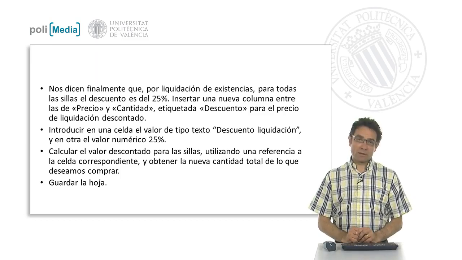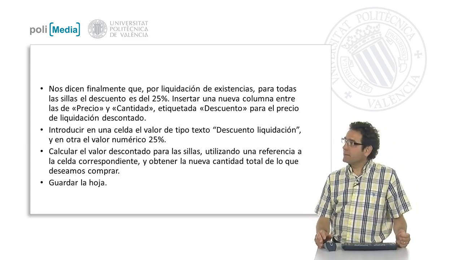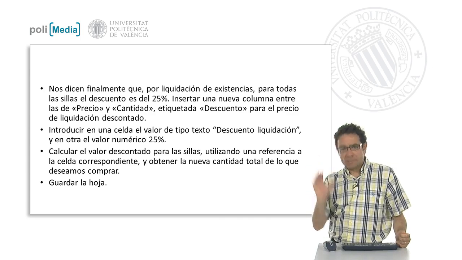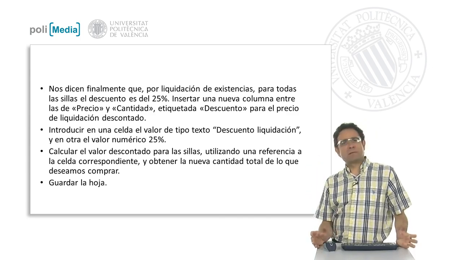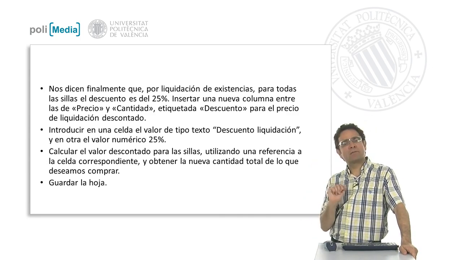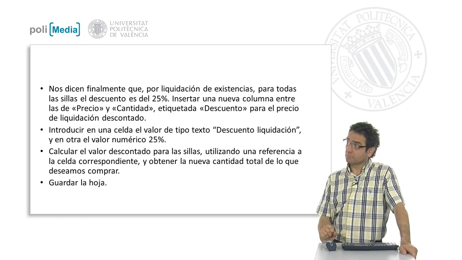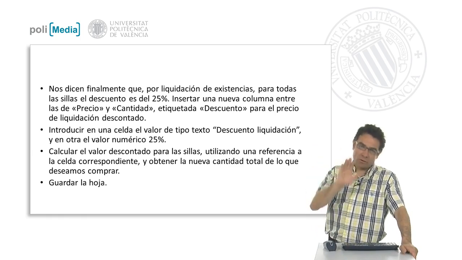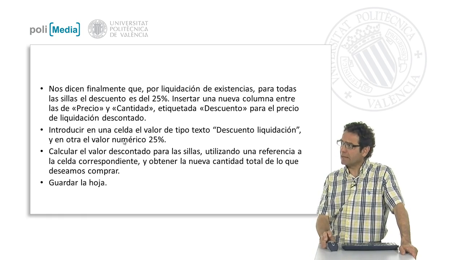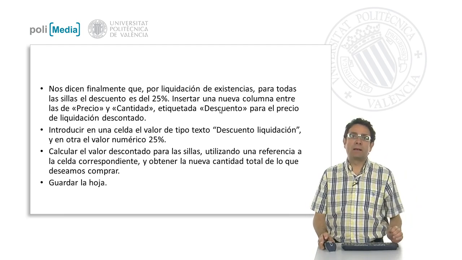We proceed with the exercise proposed and it tells us that because of stock liquidation, all of the chairs have a discount of 25%. So the way they want us to represent this in the spreadsheet is by inserting a column between the existing ones that indicate the price and quantity. We will label this column as discount, where we will enter the amount we are discounting for liquidation purposes.